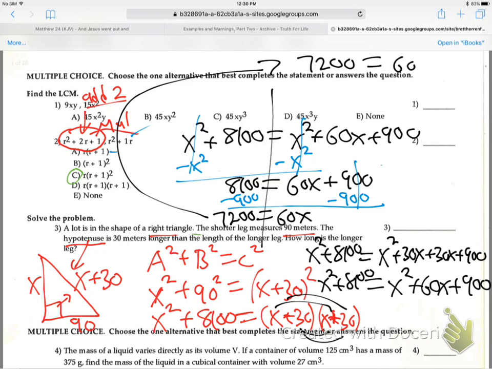7,200 is 60x. Last step. Divide by 60. So use calculator. What is that? 120? x is 120. x is 120 on that one. Did you get that one?